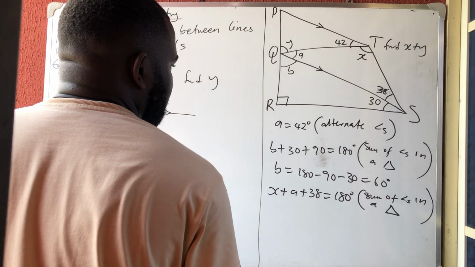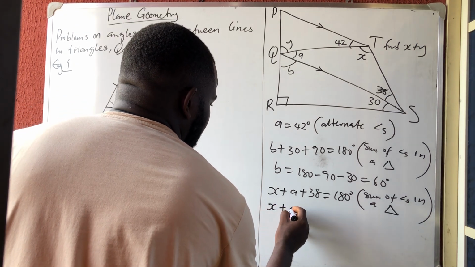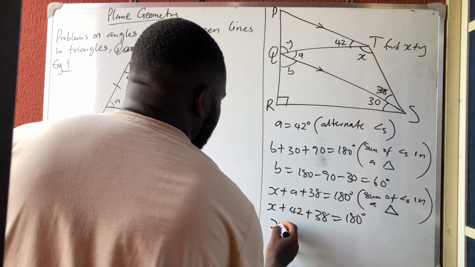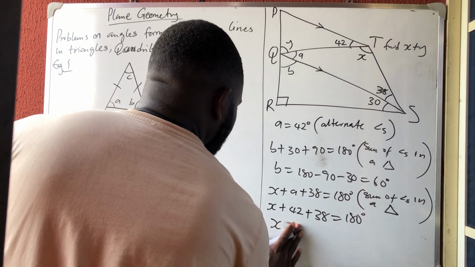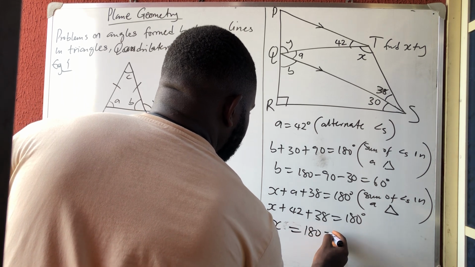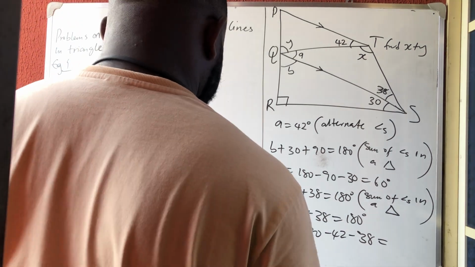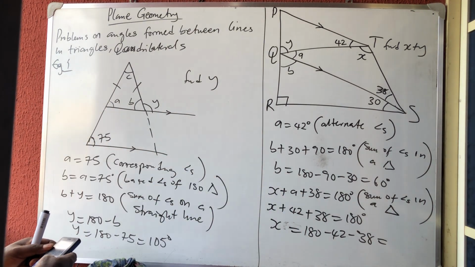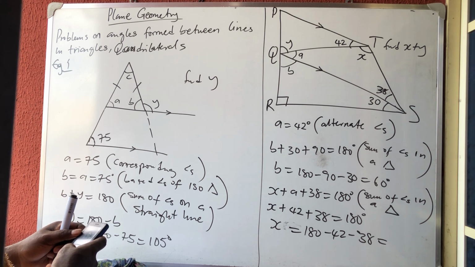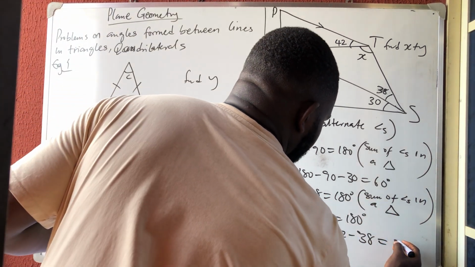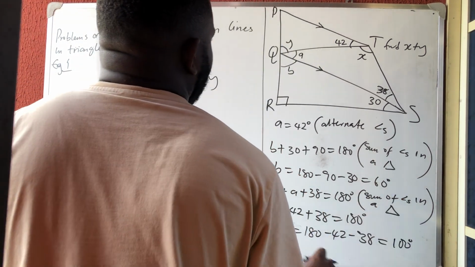So what do we have now? We have gotten A to be 42. So x plus 42 plus 38 is equal to 180 degrees. Therefore x is equal to 180 minus 42 minus 38, so I'm having 100. So I've gotten my x to be 100.